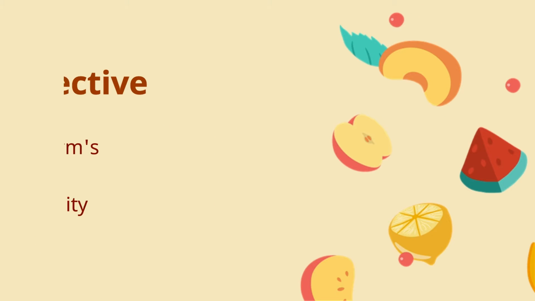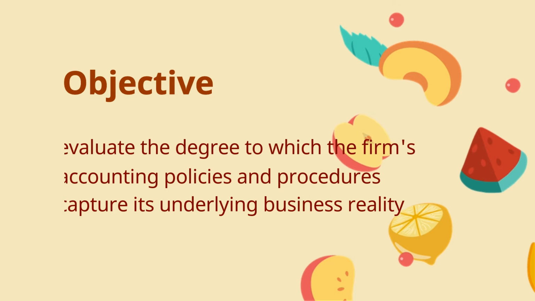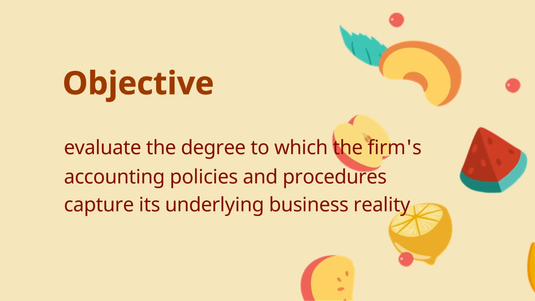Let us now proceed to the accounting analysis for Universal Robina Corporation. Step 1. What is the objective? This accounting analysis aims to evaluate the degree to which the firm's accounting policies and procedures capture its underlying business reality. The company's shares are traded in the stock market. Therefore, there is a need to assess the quality of their financial reporting as it will be the basis of the investing public in making their decision.